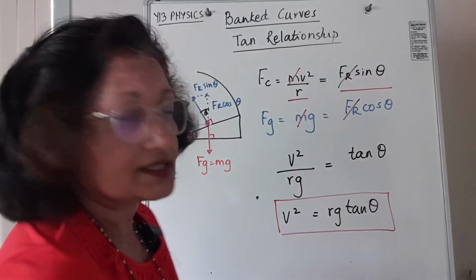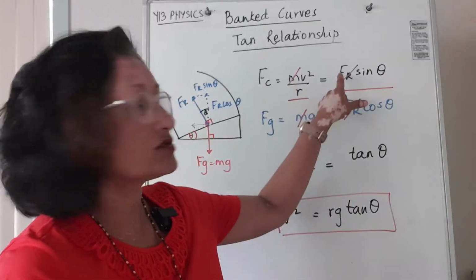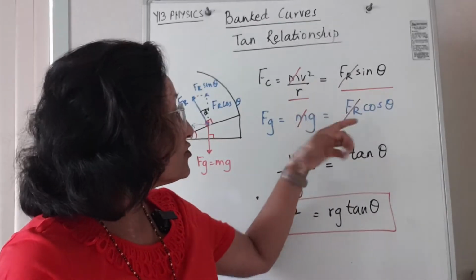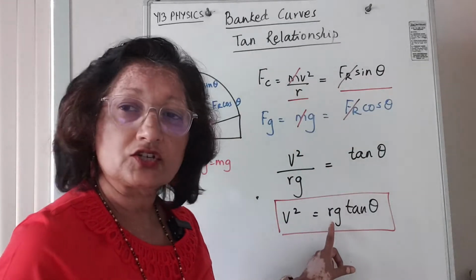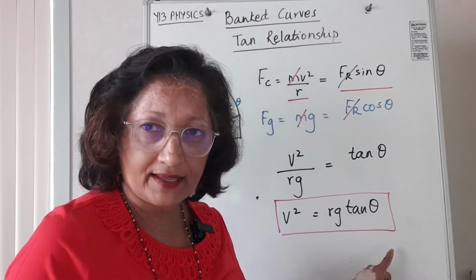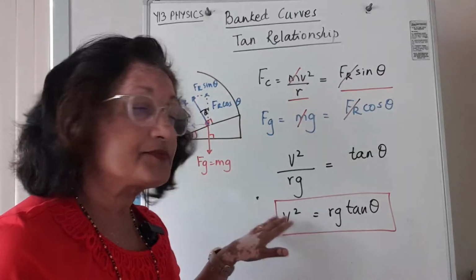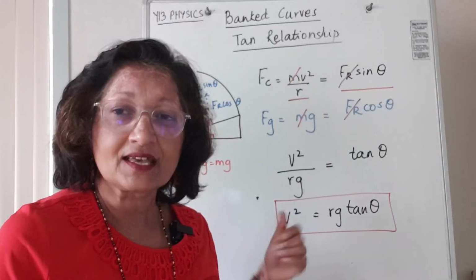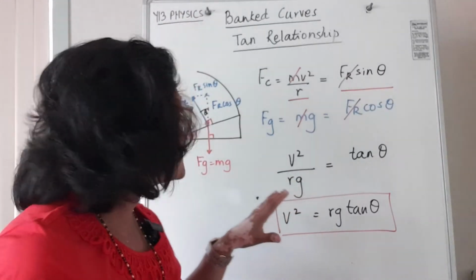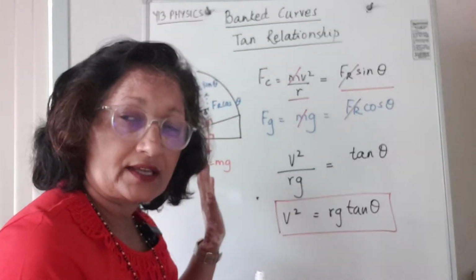So in order to know the speed, you don't even have to find out the value of the reaction force or the support force. You just need to know the radius and the angle of banking, and that's what your speed depends on. Okay, this is in the case where we are not considering friction.